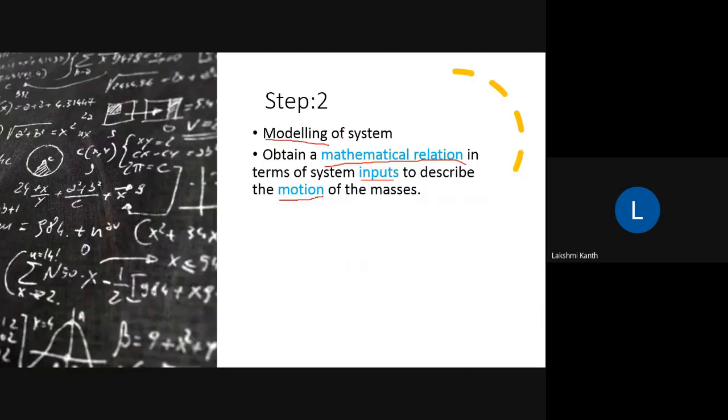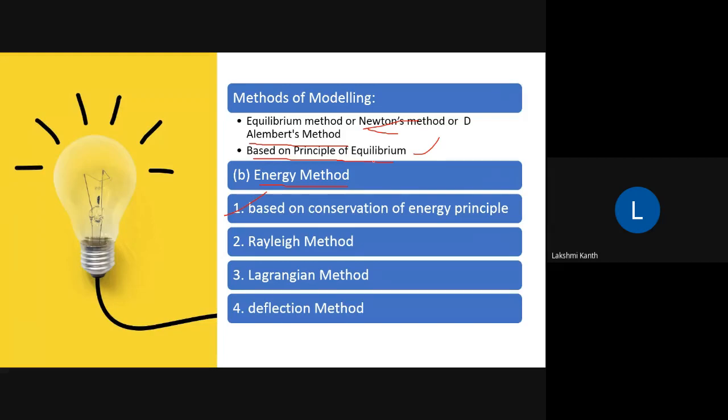In step two, modeling of a system, the modeling is nothing but obtaining a mathematical relation in terms of the system inputs to describe the motions of the system. Here, the blue color indications are the keywords and the important points. Okay. So for developing these mathematical equations, again, we need the methods, in terms of the principle of equilibrium or the energy method, right? And in our coming discussions, we are going to use the principle of equilibrium, either Newton's second law or D'Alembert's method.